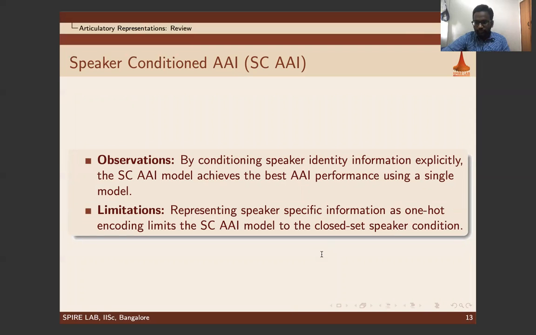The finding of this work is that conditioning on speaker identity information explicitly achieves the best AAI performance. However, the limitation of this work is that representing speaker specific information as one hot encoding limits the speaker conditioned AAI model to the closed set of speakers from the trained set and does not generalize to the unseen speaker. To overcome this limitation, in this work, we propose x-vectors as a speaker representation to condition AAI model.